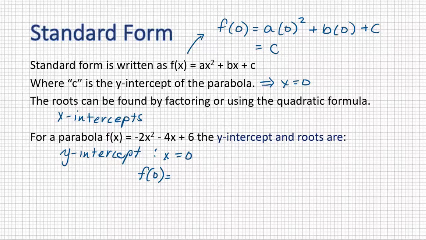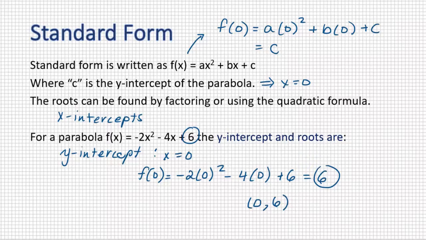f(0) is equal to negative 2 times 0 squared minus 4 times 0 plus 6, or just positive 6. In fact, we don't need to put the work in here. We can simply write down that the y-intercept is equal to the value of c. c is positive 6. We find the value of the y-intercept is positive 6. As a coordinate point, this is the point x is equal to 0, y is equal to 6. We'll use this to graph our function.